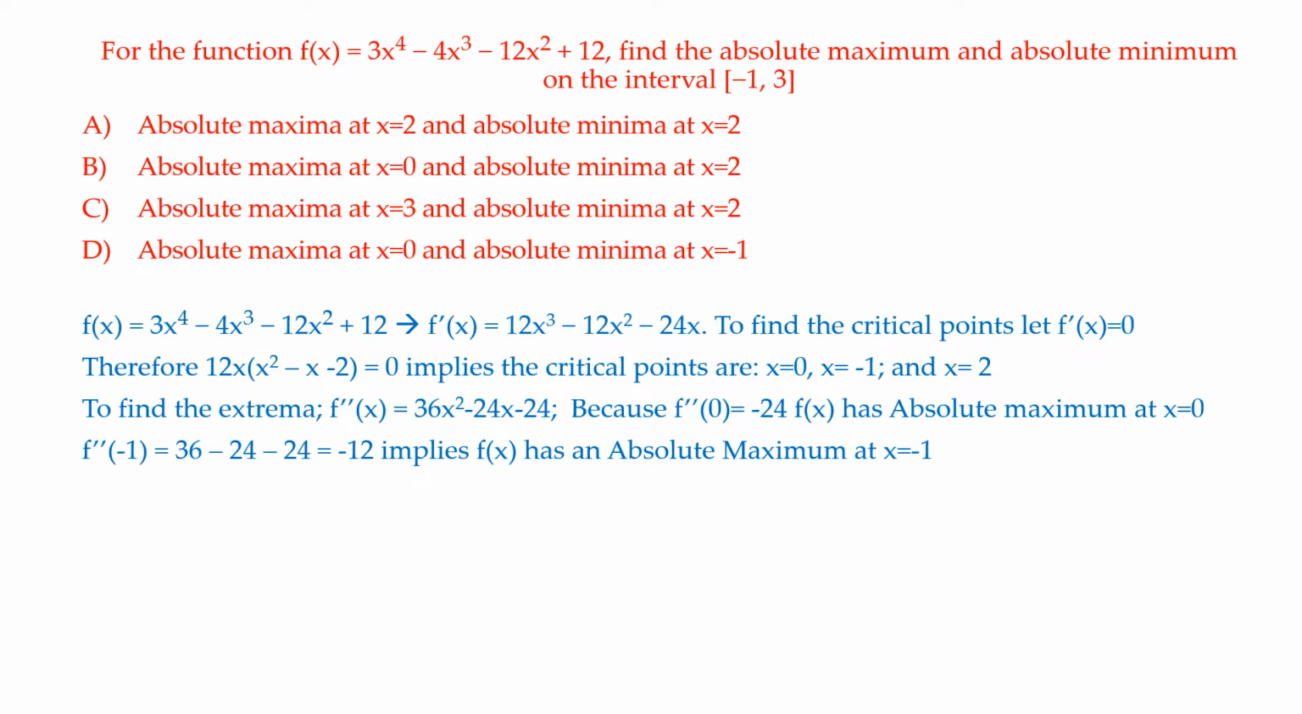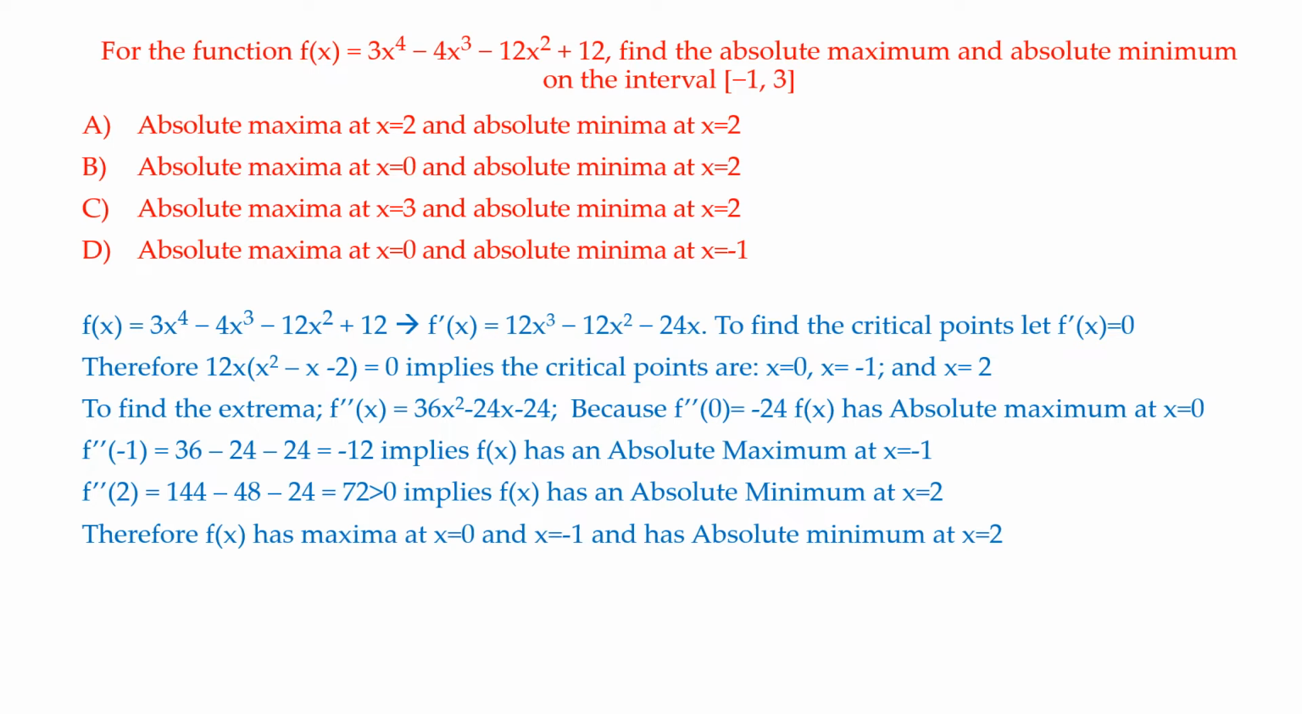When we evaluate f double prime at -1, we will get 36 minus 24 minus 24, which is equal to -12. It's negative. It implies f of x has an absolute maximum at x equal to -1. When we evaluate f double prime at 2, that will lead us to 72, which is greater than 0, which implies that f of x has an absolute minimum at x equals 2.